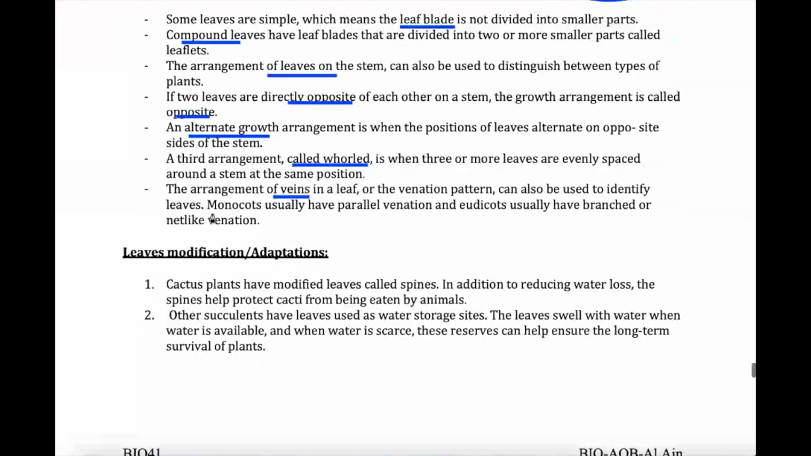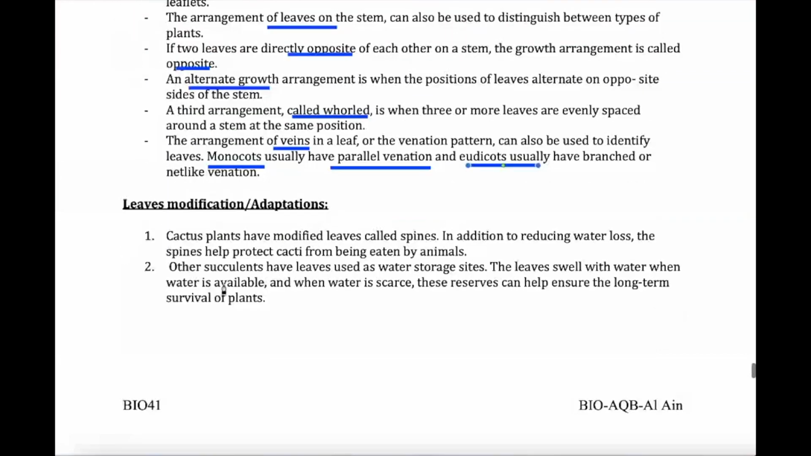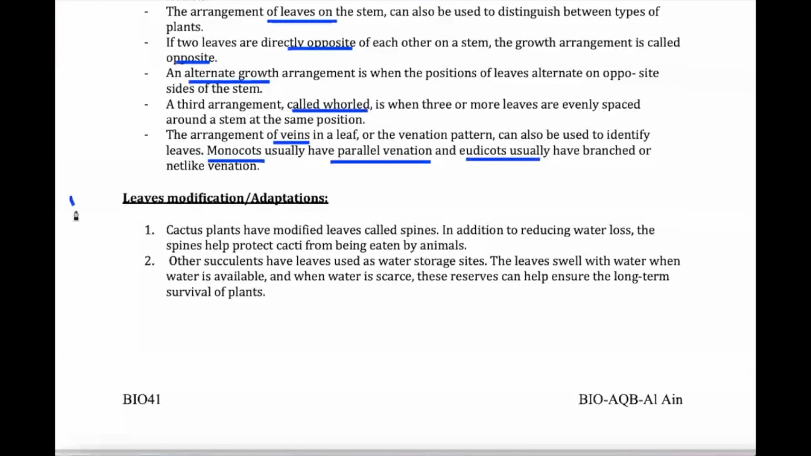And there are two types of plants, monocots and dicots. So monocots have parallel veins, while the dicots have branched veins. Anyhow, this is general information. Our main concern is the modification, this one. So this is the one which we have to focus on more.